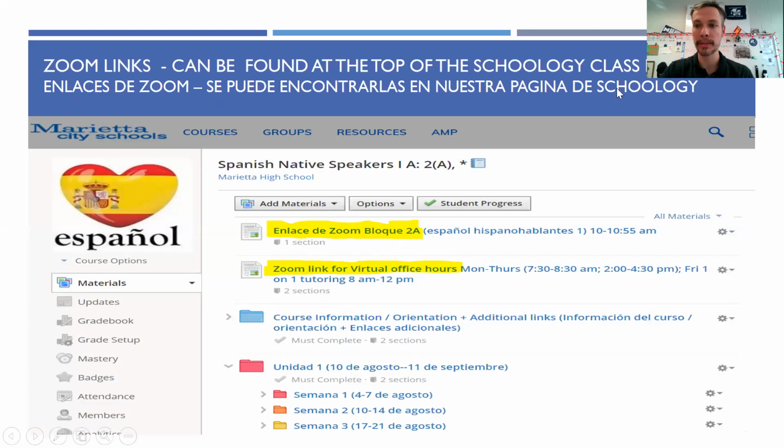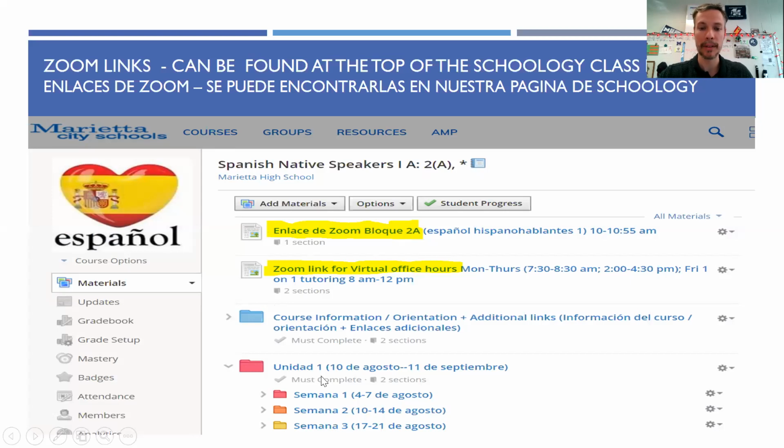So Zoom links, these can be found at the top of the Schoology class page. The student will see Español, their class, and they can enter there. The first link will be the Zoom links, one for the class block, and then another for the virtual office hours. Below the links, you can see the course information. This is orientation and any additional links for Marietta City Schools or my class as well.